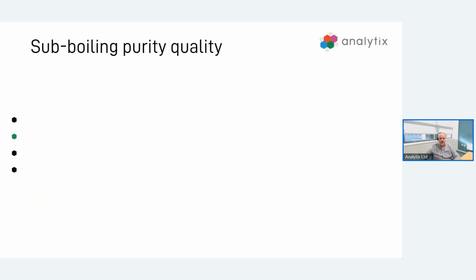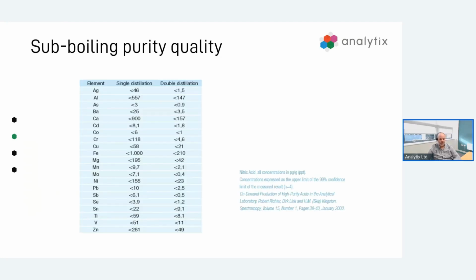So in terms of the purity and the quality that we can expect from here, it's incredibly high. These figures here are concentrations in ppt. As we can see, for a lot of these major elements, we've got incredibly low levels in the acids, which allow us to achieve these very low blanks when we're doing a digest and the subsequent ICP analysis. There are two columns on here referring to a single distillation and double distillation.